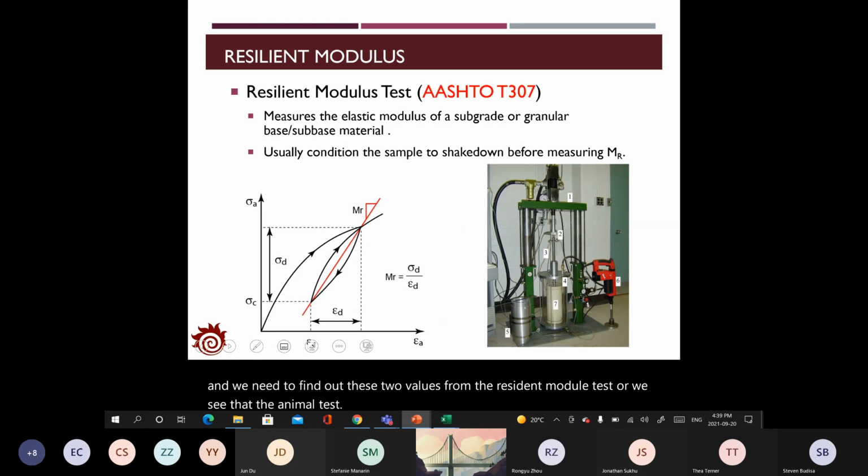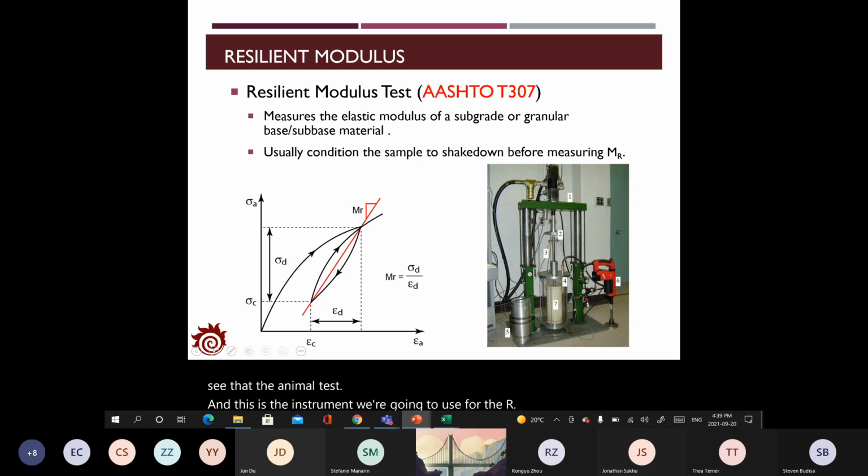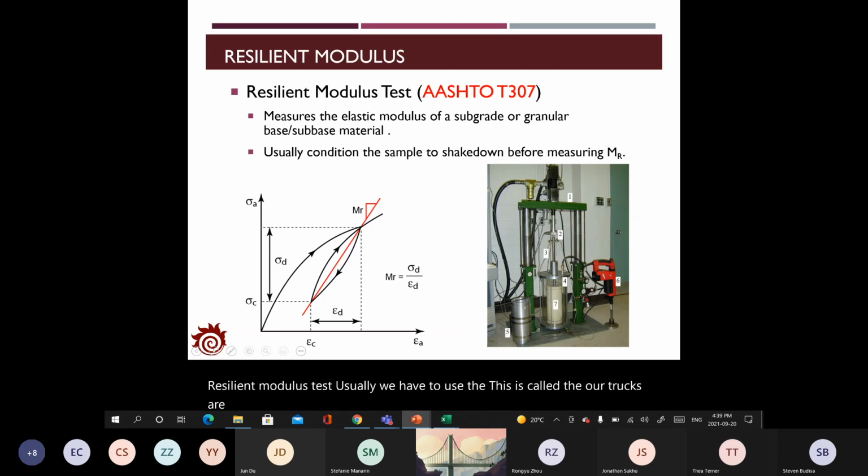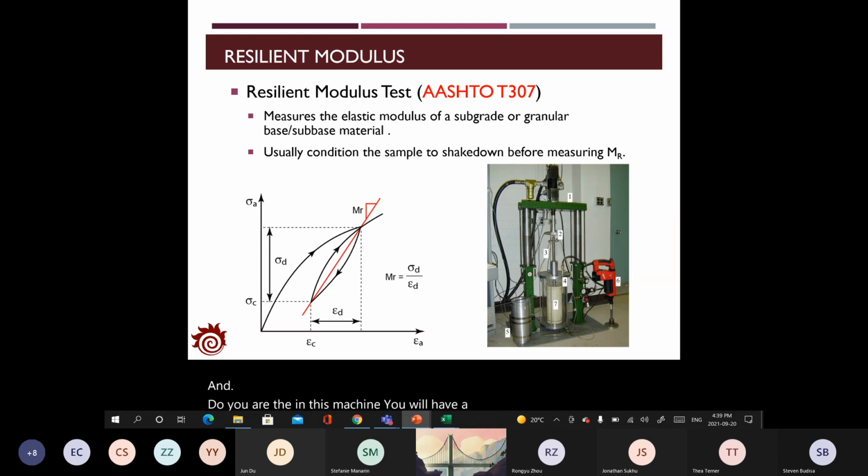And this is the instrument we're going to use for the resilient modulus test. Usually we have to use what is called the triaxial loading machine. In this machine, you will have a set of components, and you can find out the purpose of each component in the lab instruction. And I will not go through the details about each one.